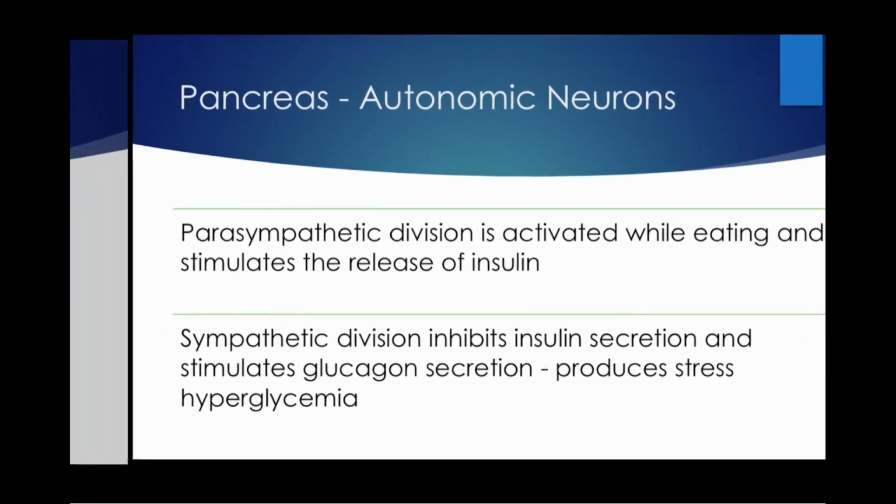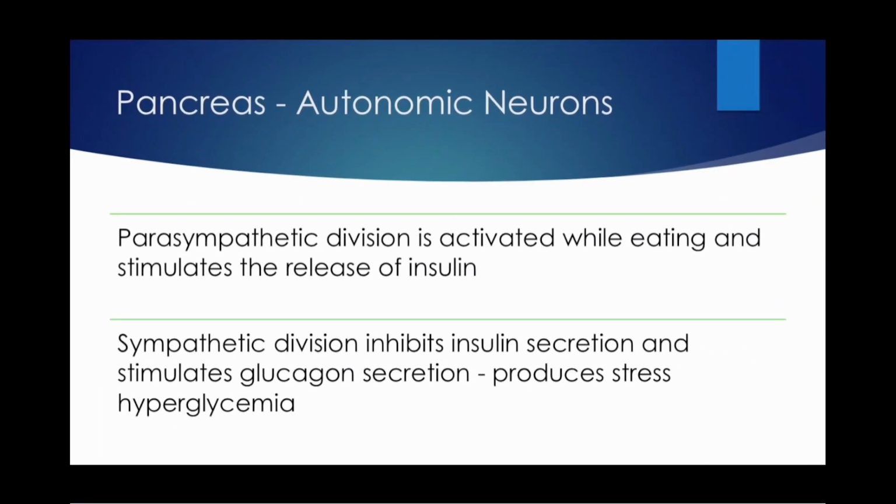So, autonomic function: the parasympathetic division, while eating, stimulates the release of insulin. So the parasympathetic division will get insulin out, ready to go for the glucose that you're about to eat, or the sugar. The sympathetic division inhibits insulin secretion and stimulates glucagon secretion.